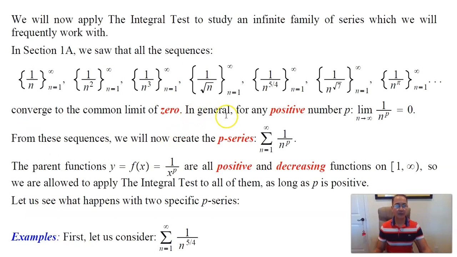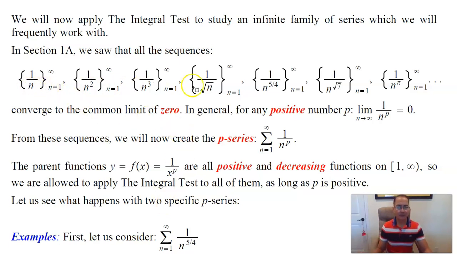So here we go. When we did improper integrals, we did the integral of 1 over x squared, 1 over square root of x, and so on. And we noticed that for some of them the improper integral converges, and for others the improper integral diverges, right?